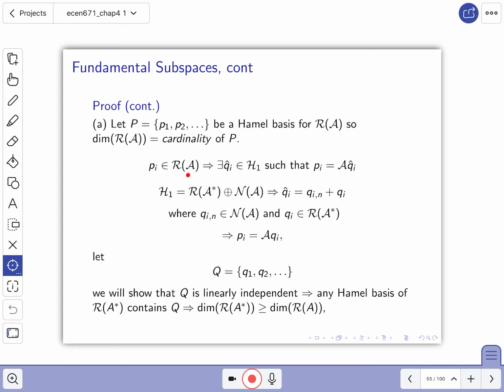And of course, it forms a basis for the range space of A, so it's in the range space of A. And that means there's some Q hat in H1 that maps over to that Pi. Okay, again, that's what it means to be in the range space of A. So there's some Q hat. Now, H1 is an orthogonal decomposition of the range space of A star and the null space of A.